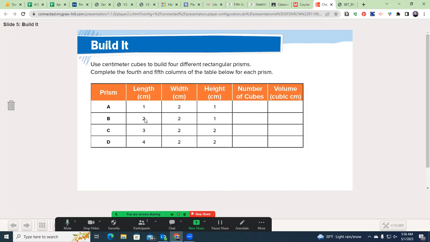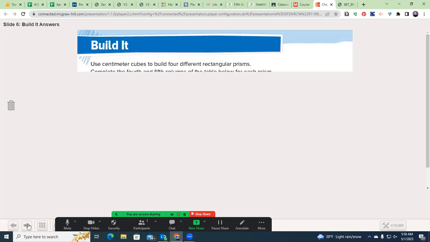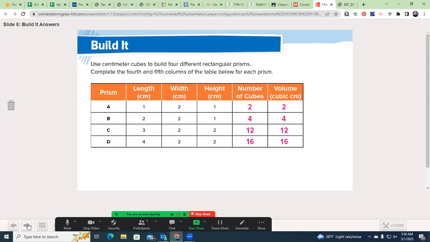Over here on the next one, we have 2 times 2 times 1. What do you think that is? You're right, it's 4. 3 times 2 times 2? We're going to get 6 times 2 is 12. And then 4 times 2 is 8 times 2 is 16. Go ahead and fill out that chart. Hopefully you're seeing the pattern that we're going to multiply length times width times height.